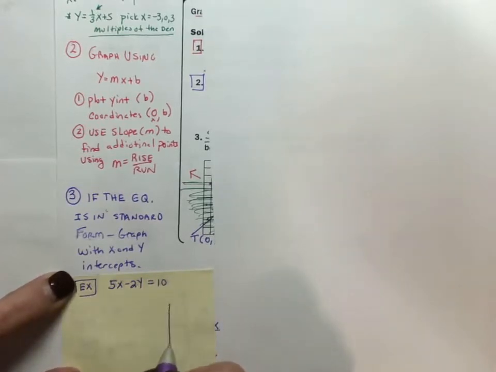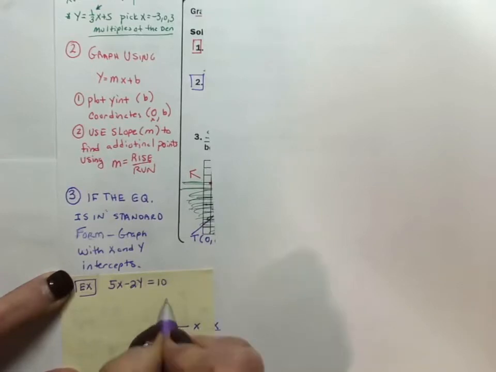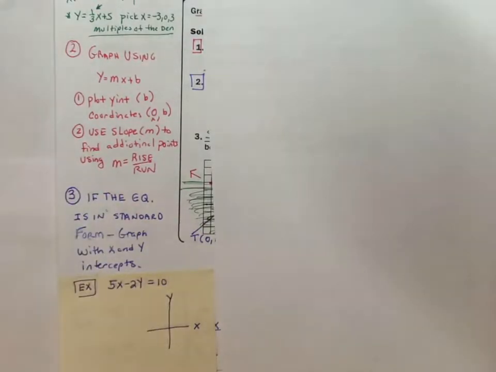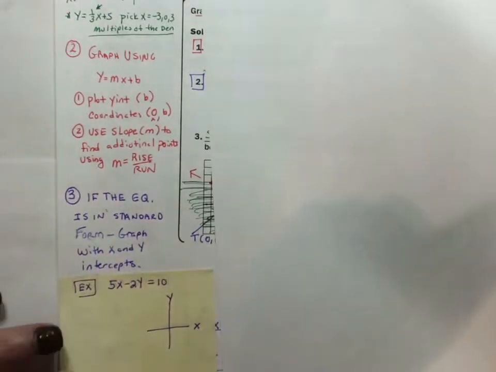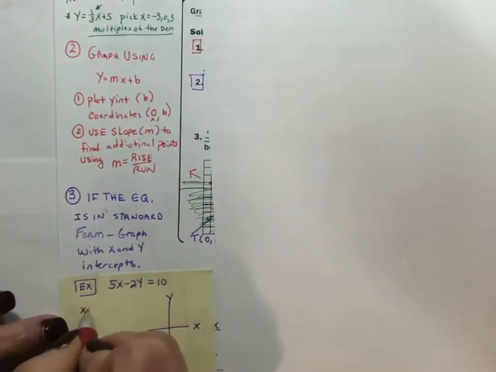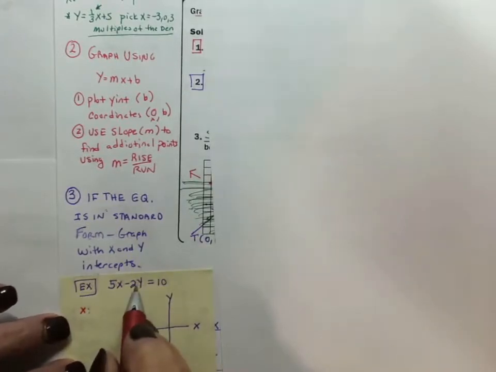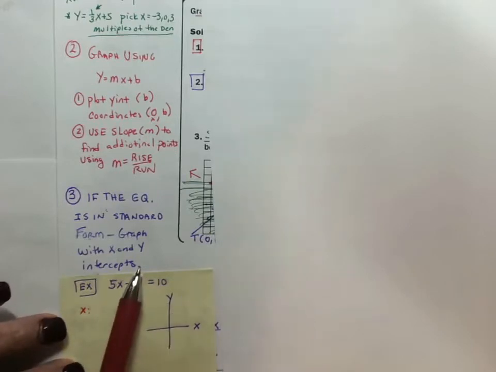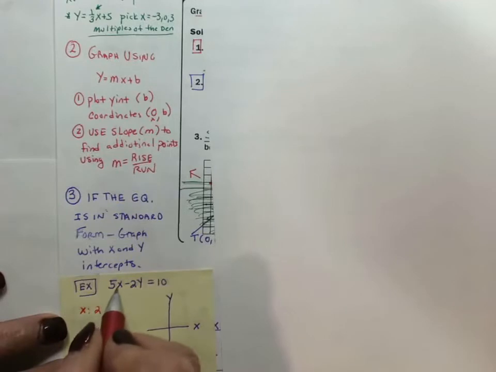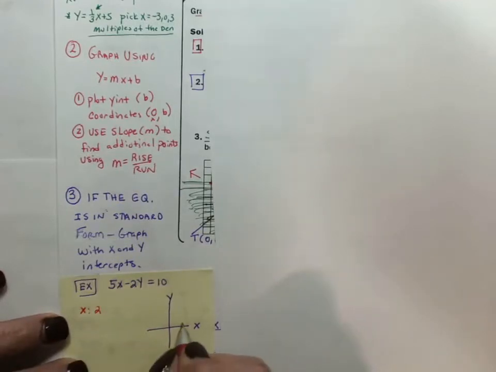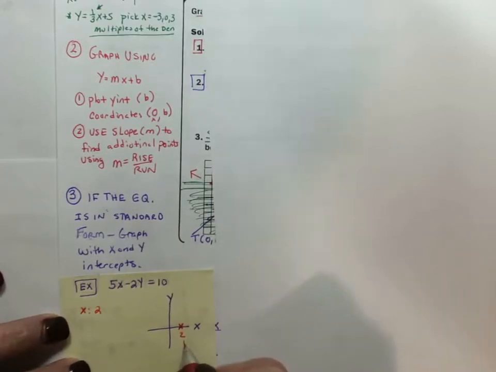And I'm going to have my graph, x and y. And the first thing I want to do is I'll find the x-intercept. The x-intercept is going to be on the x-axis, so y is going to be 0. So remember the cover method. Cover that. 5 times what gives me 10? 5 times 2, so the x-intercept is 2. Okay, so that's at 2. The ordered pair is going to be 2, 0.